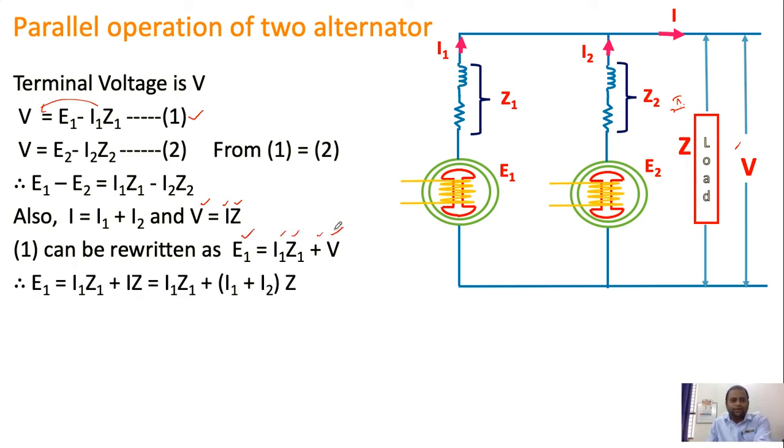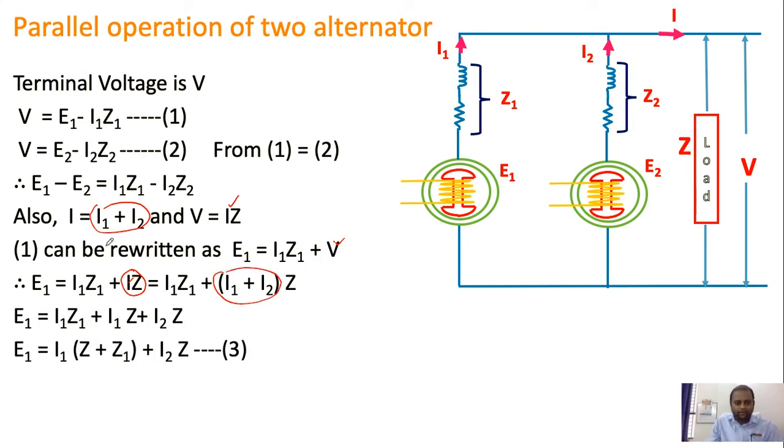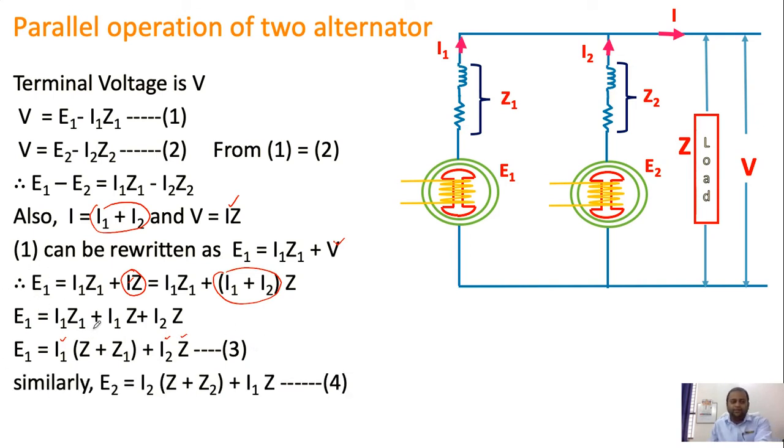Now what you are doing is, in terms of V, you are writing I into Z. And you also know this I is nothing but I1 plus I2, so you are substituting I1 plus I2 as well. Now multiply all the terms and then take I1 common. Once you take I1 common, E1 equal to I1 into Z plus Z1 plus I2 into Z, which is equation 3. Similarly, you can do all this in terms of E2. That will give you E2 equal to I2 into Z plus Z2 plus I1 Z. So this is equation 4.